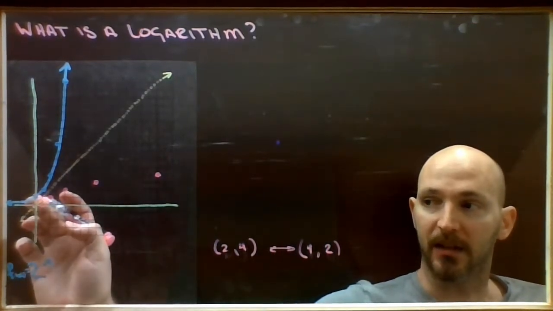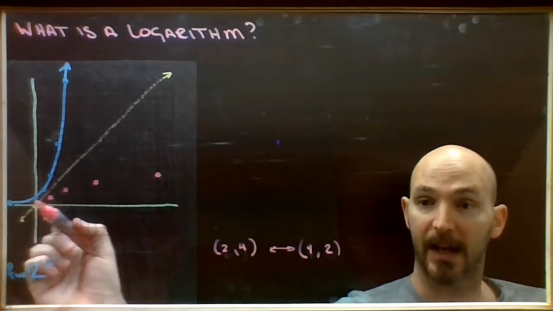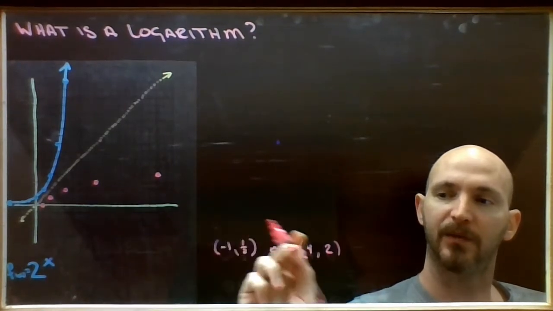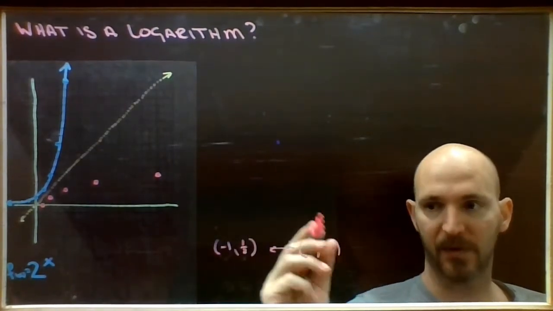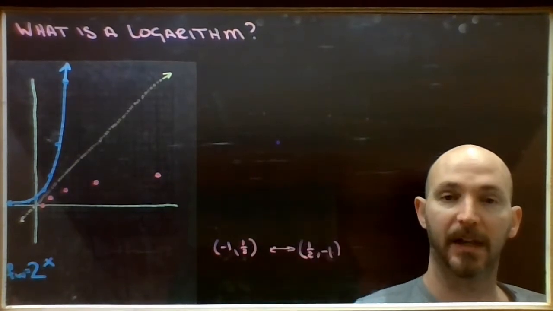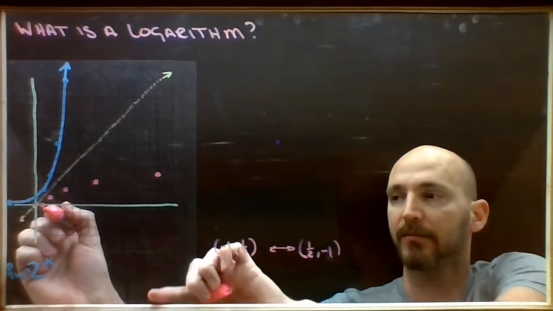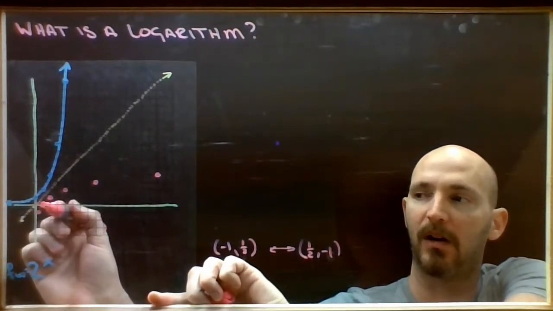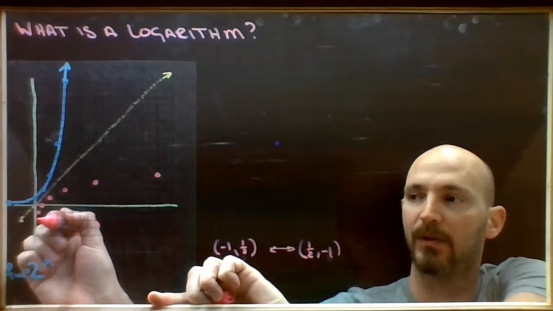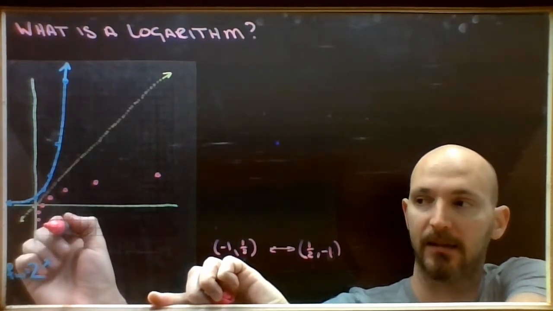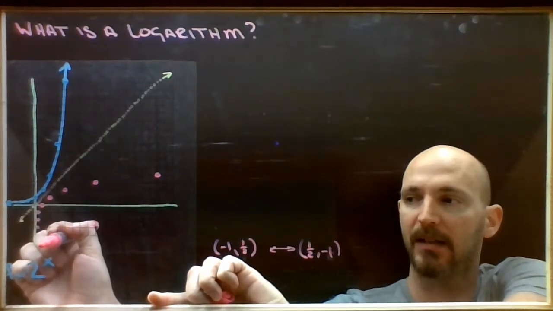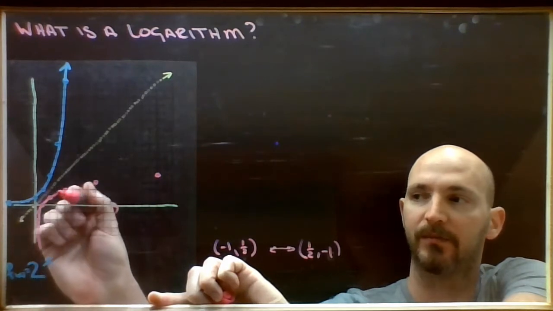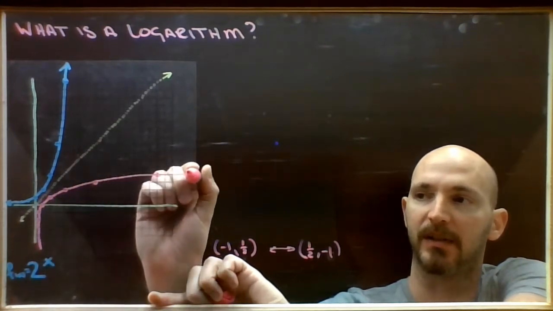Now this dot here, this first one in the negatives on the x, that was at -1 on x, 1/2 on the y. So if I flip those around, I end up with 1/2, -1. So that would be here. And then the next one would be at 1/4 and -2. And then 1/8 and -3, etc. So I end up with an asymptote here, but it's not horizontal, it's vertical. I end up with a function that looks like that.